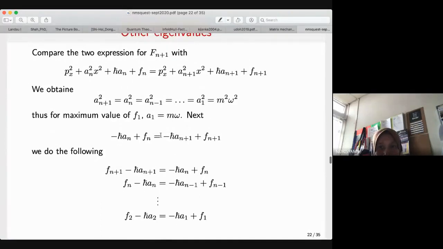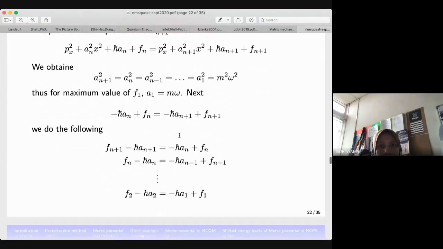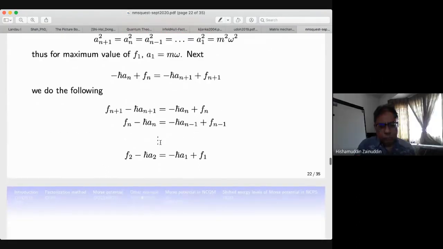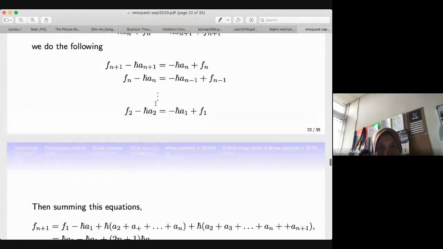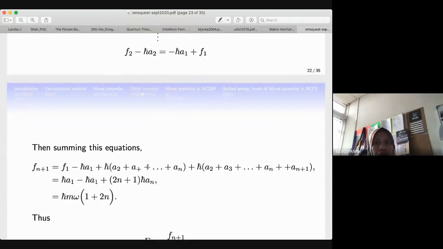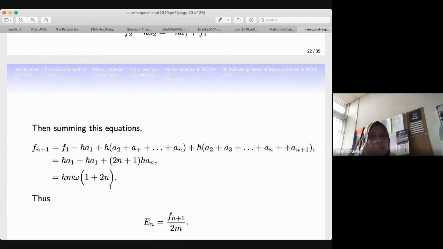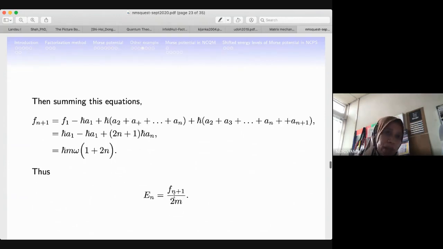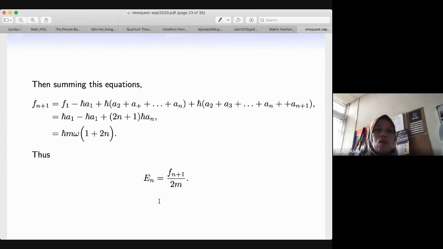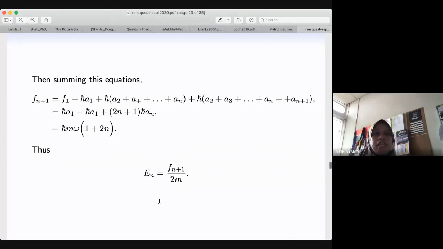But next, you're comparing the terms of these two terms. But we have to do the following. I try this out, and you're summing these two equations, all the ones that you have, and I try to come up with this part, and at the end you have the other terms which give you this. Then eventually you want to compute your En, that will be your Fn plus 1 over 2m. Then you get back your energy eigenvalue for the harmonic oscillator.